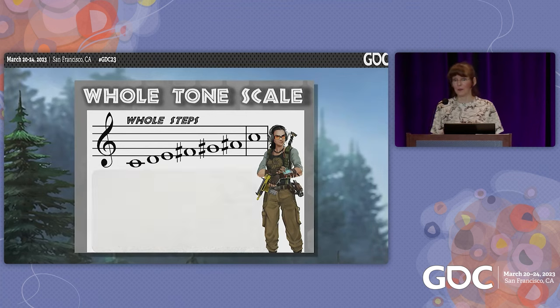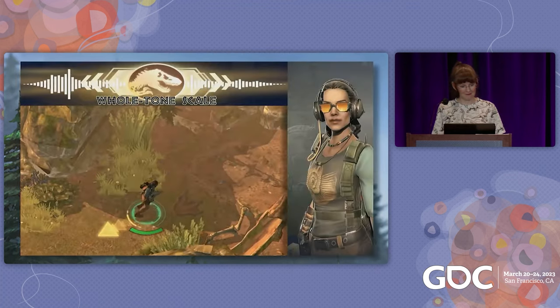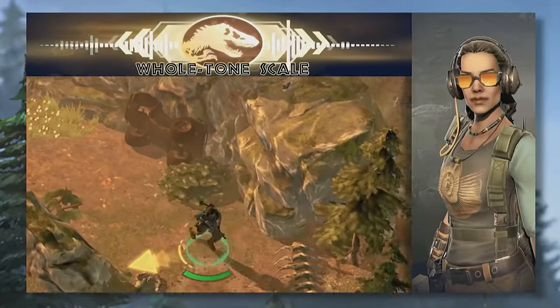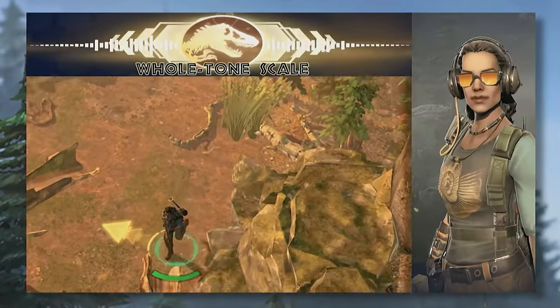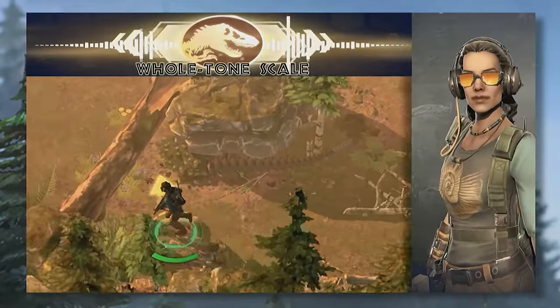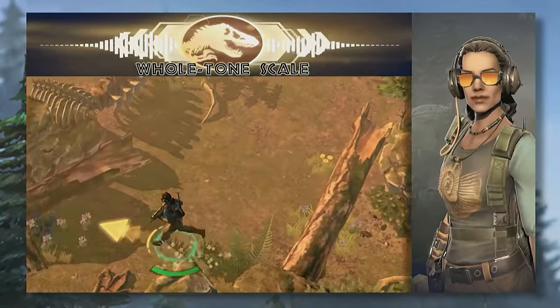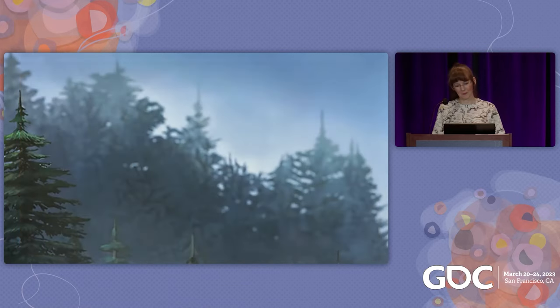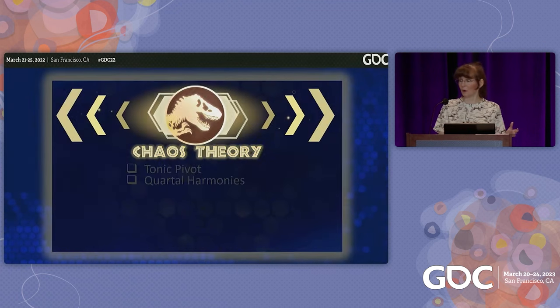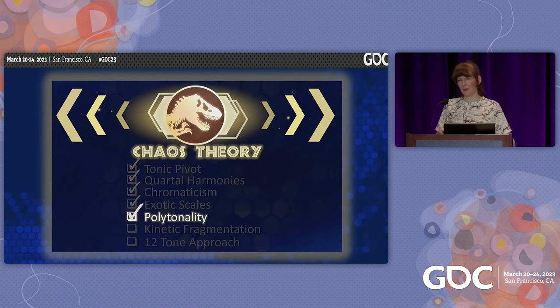This is music I composed for one of the tense exploration sequences in which the player is tracking dinosaur footprints in the wild. Notice how apprehensive this whole tone structure feels. Exotic scales like these are just fantastic for when we're pushing our music away from a classic harmonic structure and towards atonality. But now let's take a moment to step away from atonality altogether and consider its close cousin, polytonality.